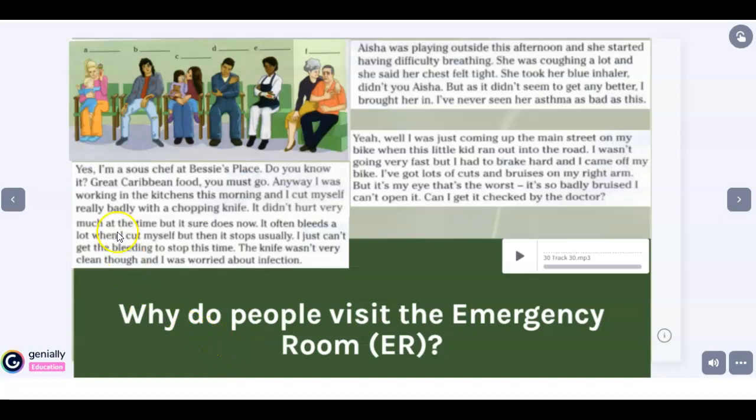For example, observe this. Yes, I'm a sous chef at Bessie's Palace. Do you know it? Great Caribbean food. You must go. Anyway, I was working in the kitchens. This morning I cut myself really badly with a chopping knife. I didn't hurt very much at that time, but it sure does now. It often bleeds a lot when I cut myself, but it stops usually. I just can't get the bleeding to stop this time. The knife wasn't very clean, though, and I was worried about the infection.